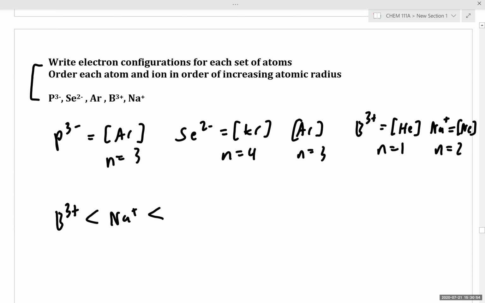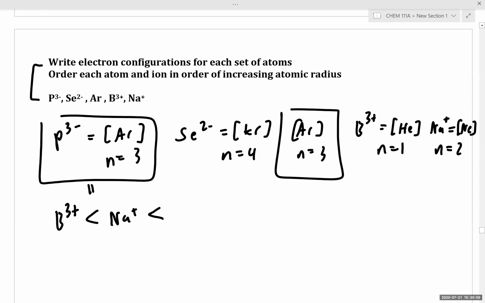Okay, now looking at N equals 3, if we compare phosphorus and argon, for our number of protons in phosphorus, we have 15. For our number of protons in argon, we have 18. So which species is smaller, phosphorus or argon? Argon, yep, exactly. Argon has more protons, so the outermost electrons experience a greater attractive interaction. Phosphorus is the next smallest, and then finally we have selenium 2-.